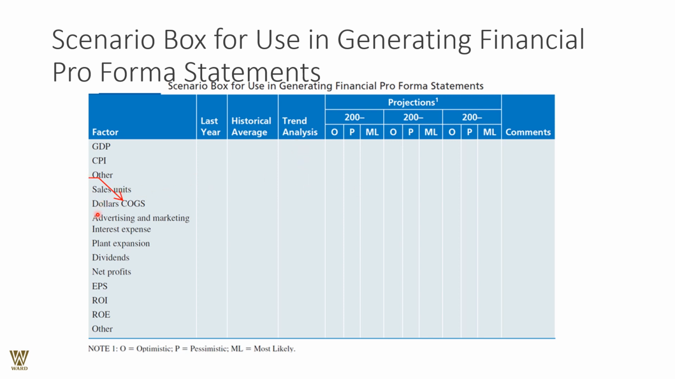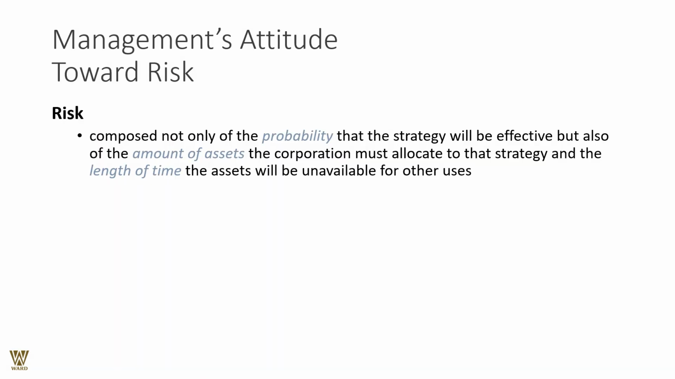CPI, cost of goods and services in terms of dollars, advertising, market, interest rate, dividend, net profit, EPS, return on investment, return on equity, and other things that come into play. So it tells you about generating a financial statement. A pro forma statement gives you an inkling of where the health of the organization is going. This is what the financial risk is all about. Financial functions are all about it.